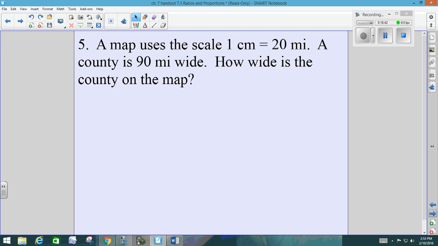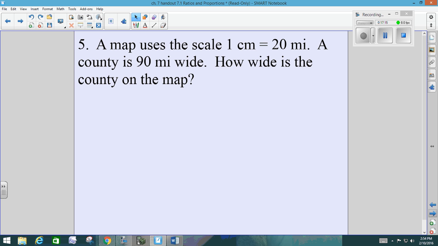So on number 6 here, a map uses the scale 1 centimeter equals 20 miles. A county is 90 miles wide. How wide is the county on the map? So for every 1 centimeter on the map, that's 20 miles on the actual road. That's what it's telling us here. I'm sure some of you can just look at it and calculate in your head how long it's going to be. But I'm going to show you how to set up a proportion to do it.